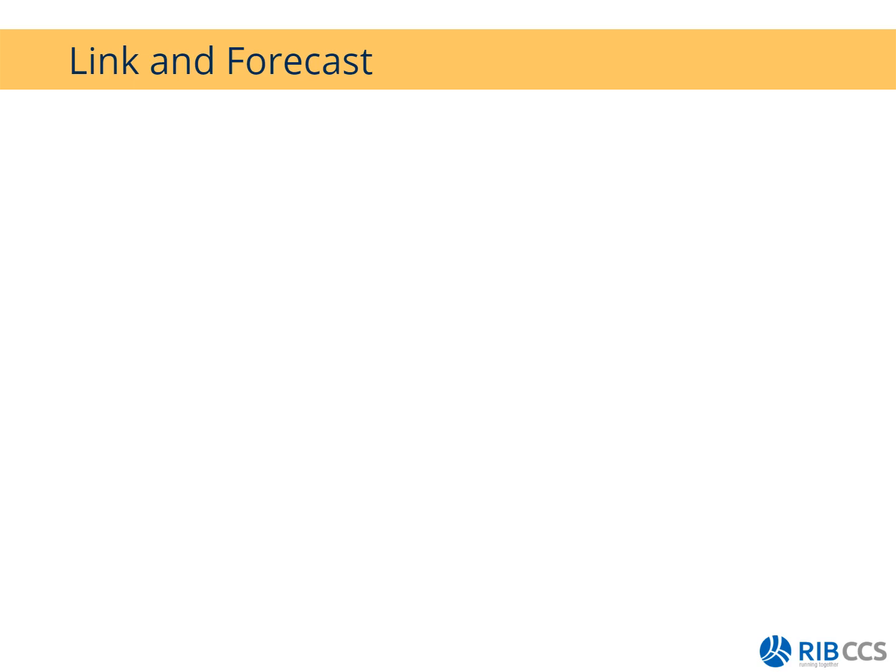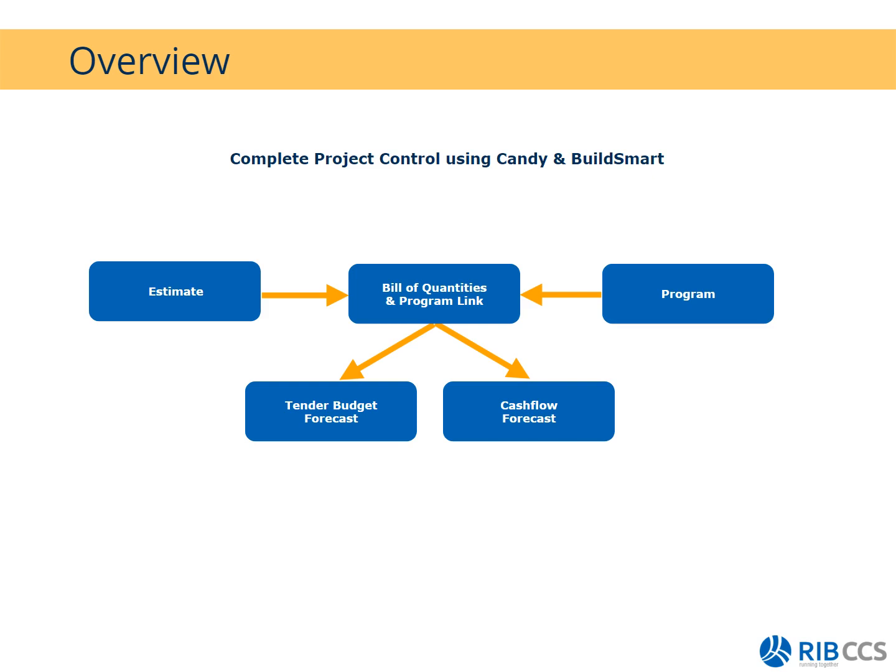So now we're going to look at Link and Forecast. So Link and Forecast is an application that allows you to forecast your budget. You can forecast your quantities, your activity quantities or amounts, or whatever the case is. So this is a slide we usually use during a demo or a training.